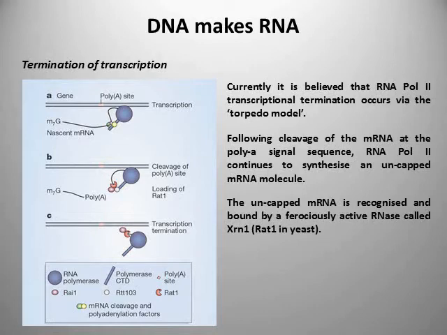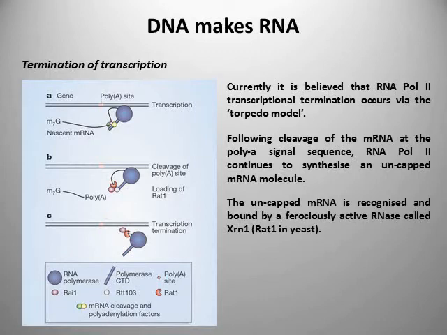And because it doesn't have that cap structure, it's prone to attack by a really, really active RNase, which in humans is called XRM1. In yeast, it's called RAT1, which I think is a much more evocative name, something that chews something up. But in humans, it's called XRM1. And what XRM1 does is it recognises these uncapped RNAs that are coming out of the RNA polymerase, latches onto them and starts really chewing them up, like Pac-Man.